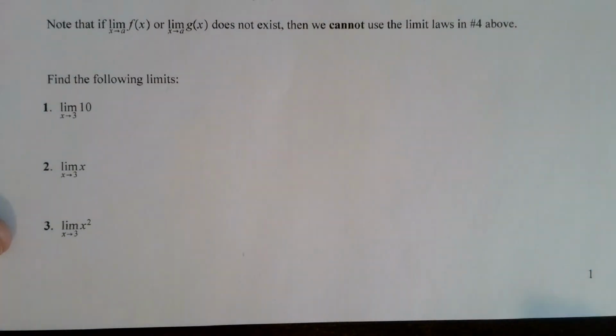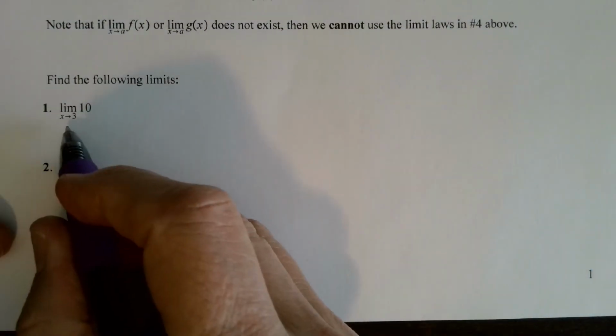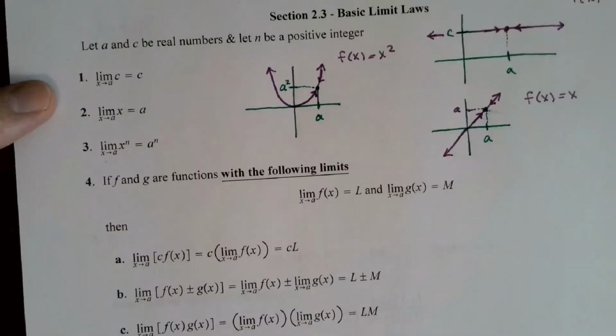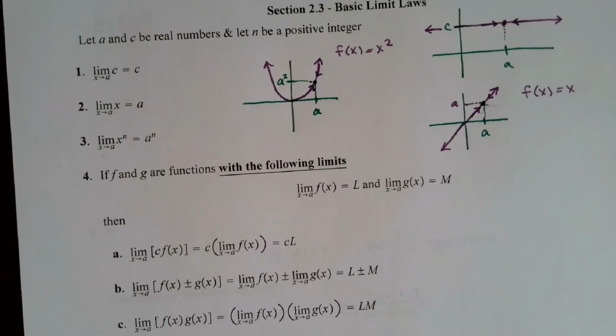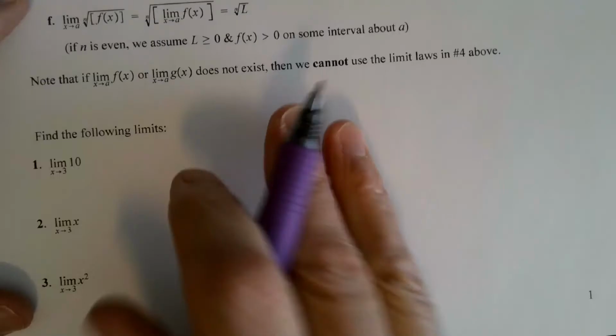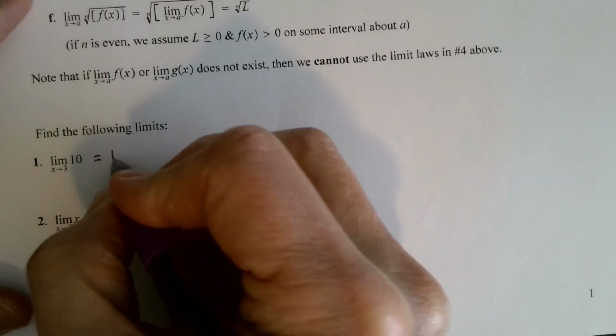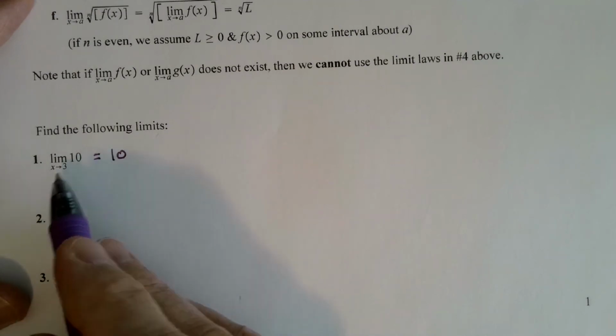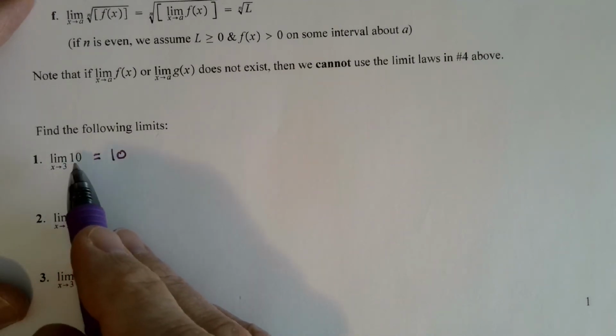So what do we have? What's the limit as x approaches 3 of 10? Well, 10 is a constant, right? So it's this first relationship here. The limit as x approaches a of a constant is a constant. So this is going to be equal to 10, right? So the function is f of x equals 10. So no matter what I approach, I'm always at a height of 10.